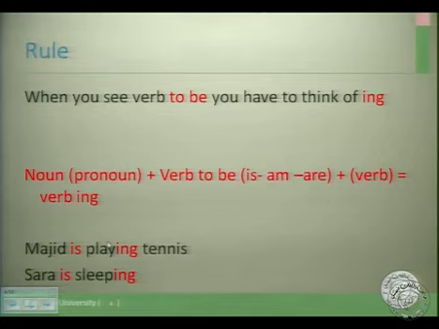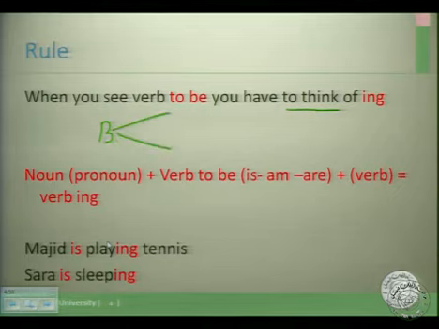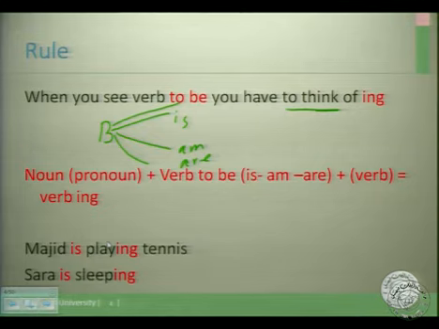When you see verb to be, you have to think of ing. It's like a rhythm, it's like a music. When you see verb to be, you have to think of ing. And I said, you have to think. So here, you have to think. It's not a must. It's not something mandatory to do. Just try to think. So when you see verb to be, the family of verb to be is am, is, are. This is verb to be. And then we have was and were. We need to think of ing.